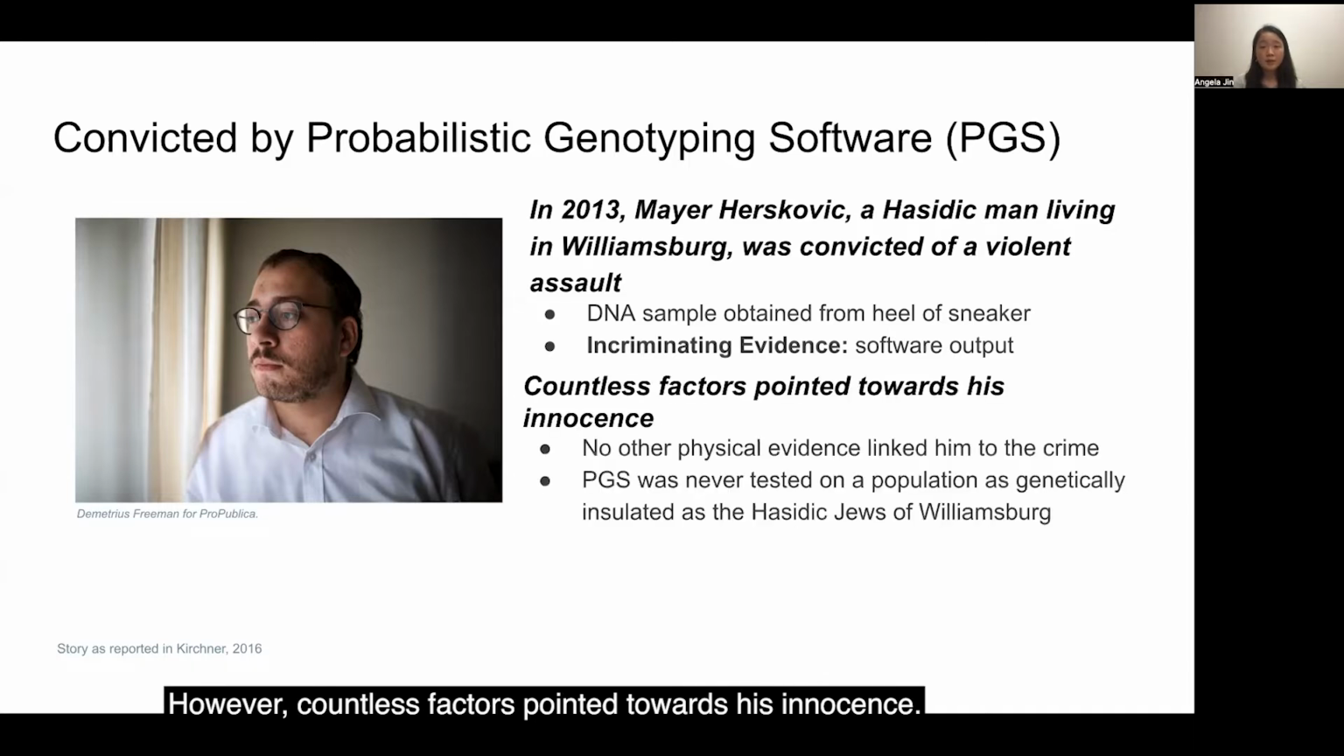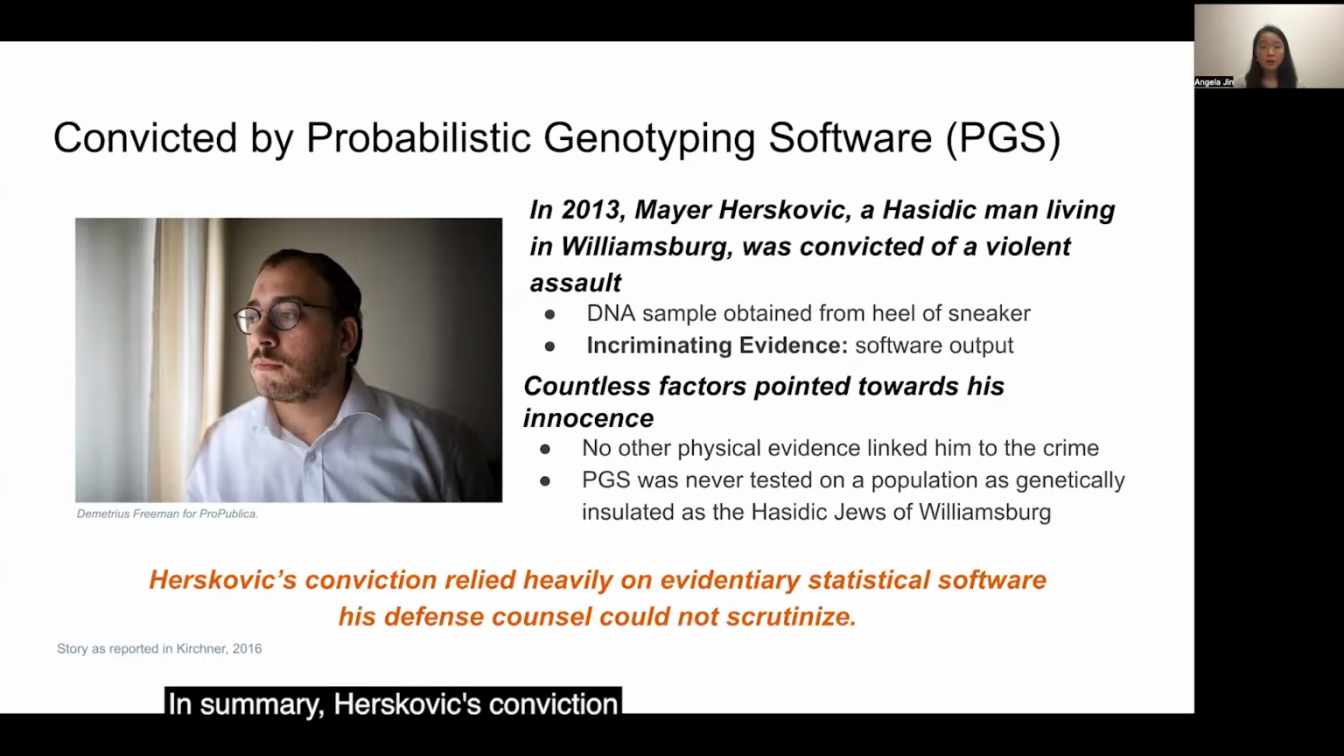However, countless factors pointed towards his innocence. No other physical evidence linked him to the crime, and alarmingly, the PGS tool used in this case was never tested on a population as genetically insulated as the Hasidic Jews of Williamsburg. In summary, Herskevik's conviction relied heavily on evidentiary statistical software his defense counsel could not scrutinize.